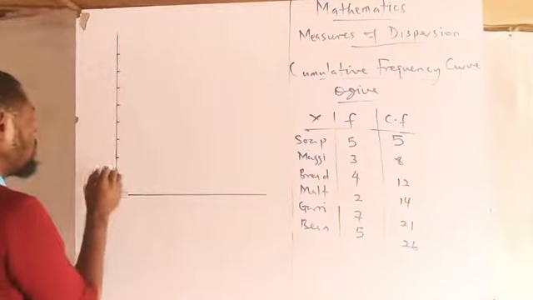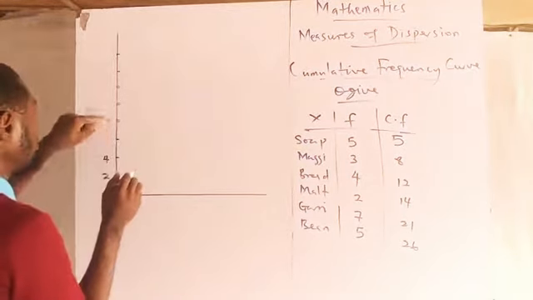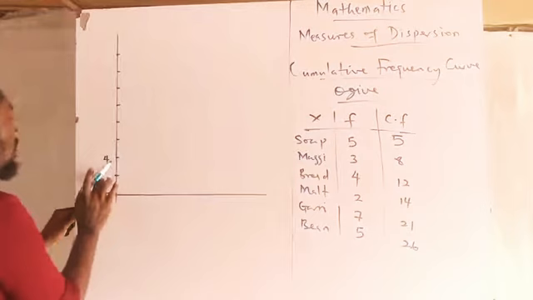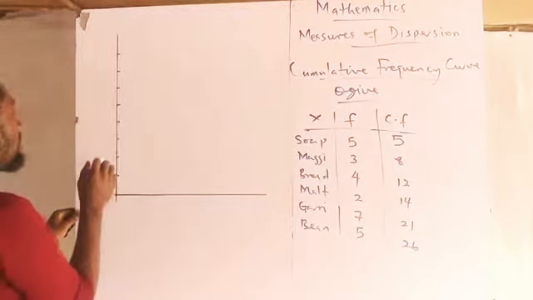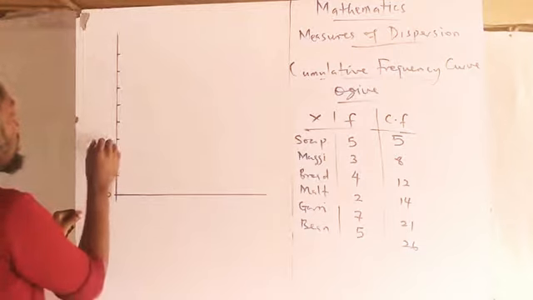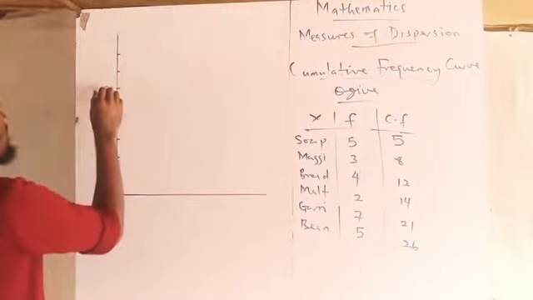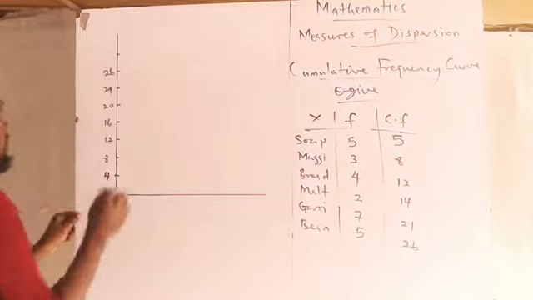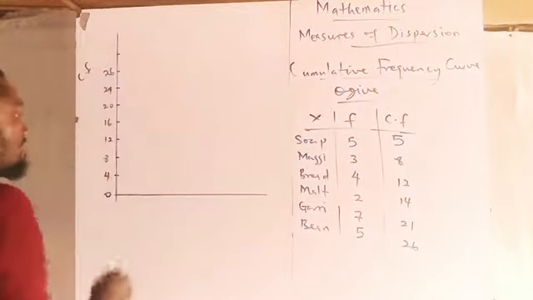I have 2, 4, 6, 8, 10. It will not go. Let's use 4 directly: 4, 8, 12, 16, 20, 24, 26. That is my arrangement of my cumulative frequency.